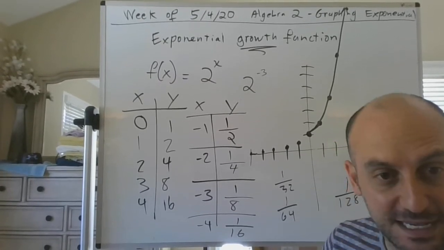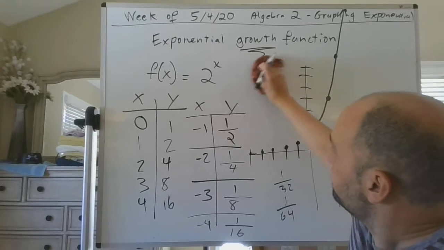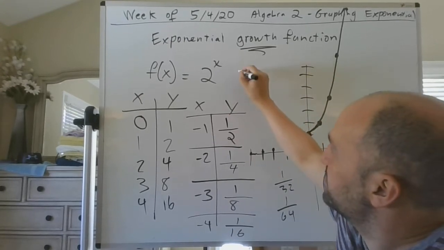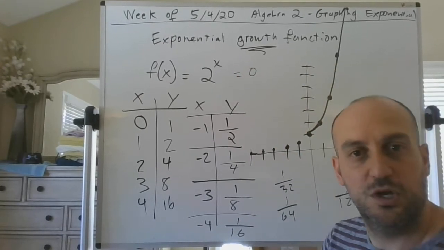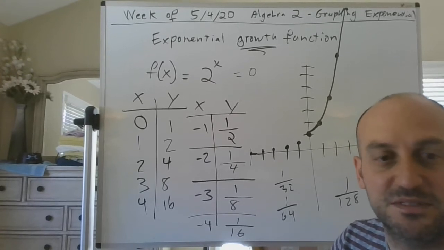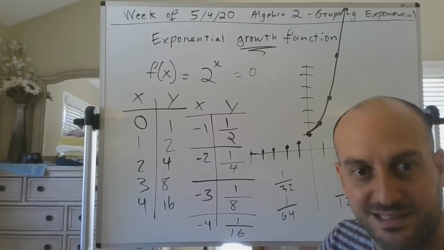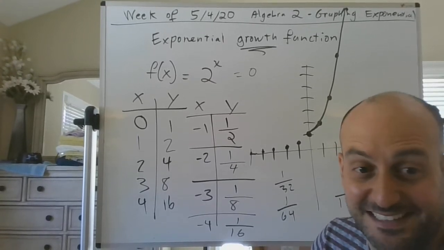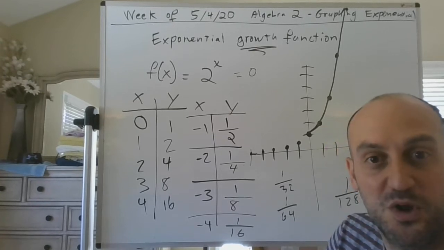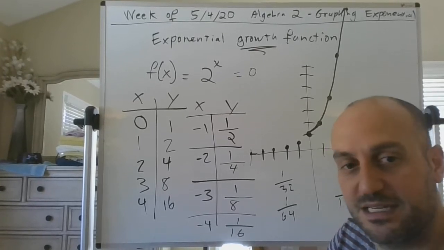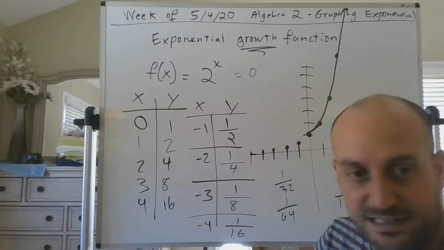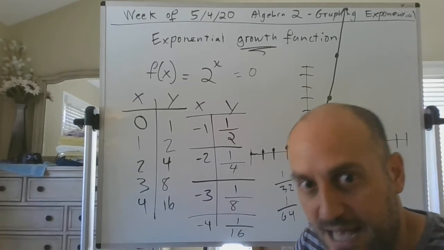And you know how I know that, guys? Watch this. If I ask you, 2 to the power of something is equal to 0. 2 to the power of what is equal to 0? You can't give me a number. It does not exist. There's no such number where 2 to the power of something equals 0. That is undefined. That number does not exist.